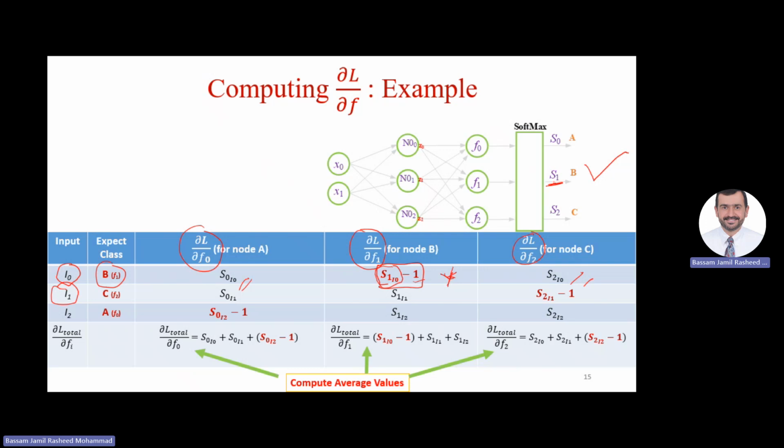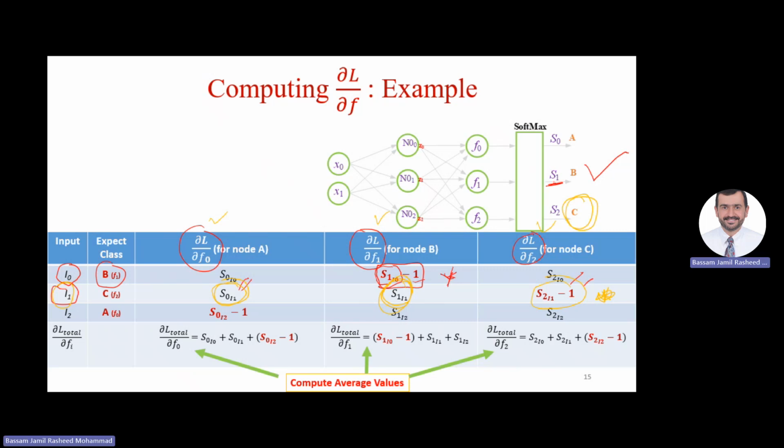Okay, let's take I1 here. I1, what's the output? C. So this is the C output here, which corresponds to S2. Now I want to compute all these ∂L/∂F's. I know that the correct output is right here. So all of them, the ∂L/∂F will be their corresponding S's, but here it will be S2 minus 1 because it corresponds to the correct output.